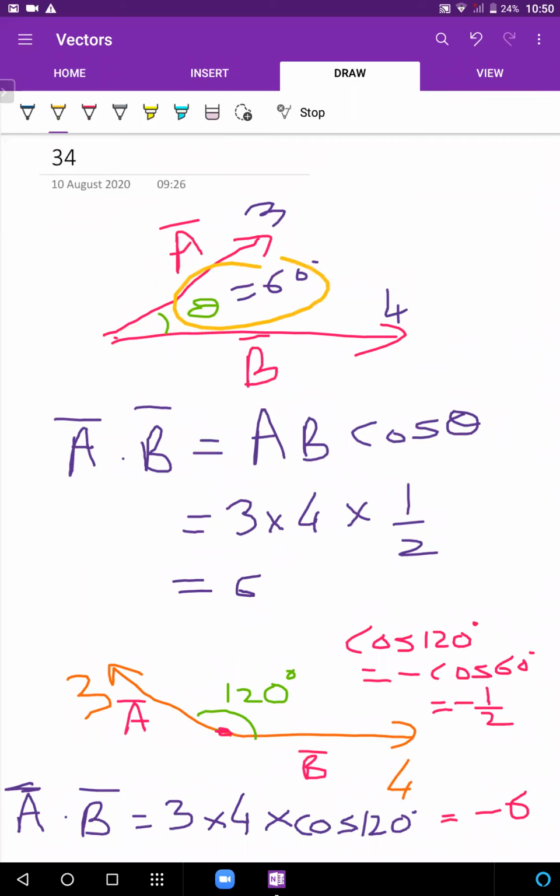Acute angle hai, acute angle hai. So now how much will the dot product be? Okay, so you can also do this, but what is the formula? The formula is magnitude of A, magnitude of B cos theta.